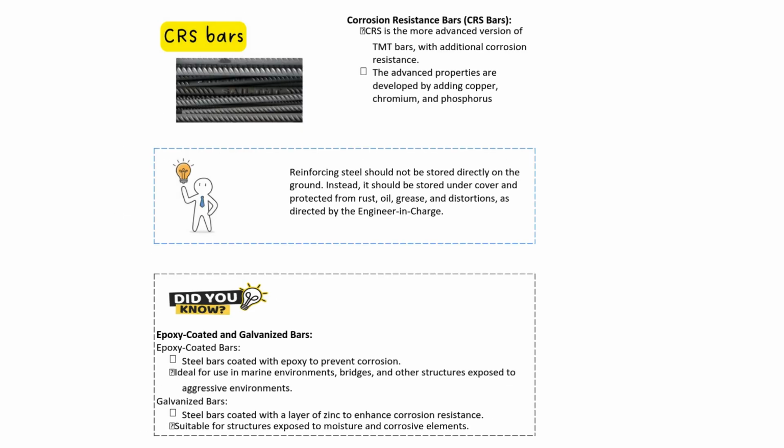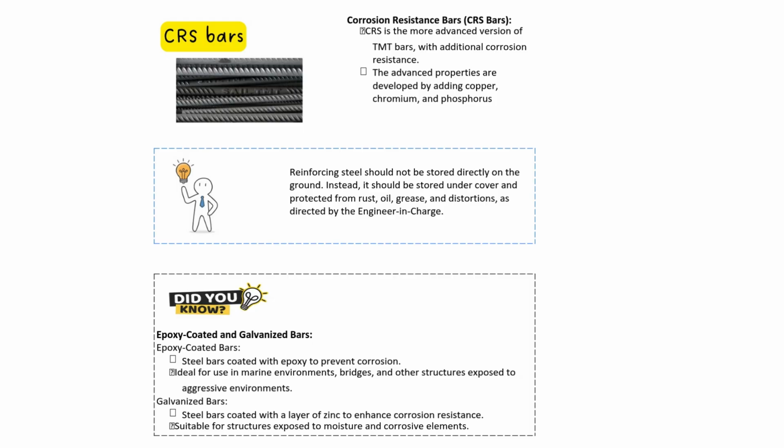Let's talk about corrosion-resistant bars, special steel used to fight rust in tough environments. CRS bars are an advanced type of TMT bars. They contain copper, chromium, and phosphorus to resist corrosion better. Important tip: never store steel bars directly on the ground. Keep them covered and away from rust, oil, and grease.